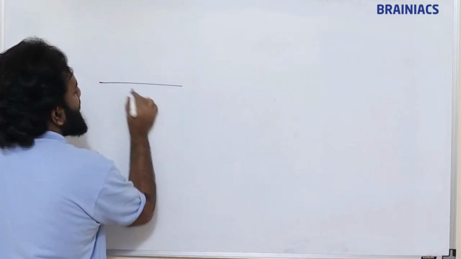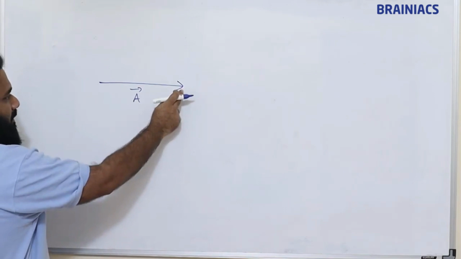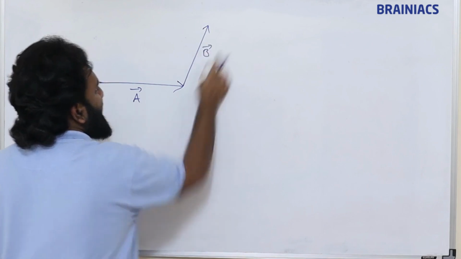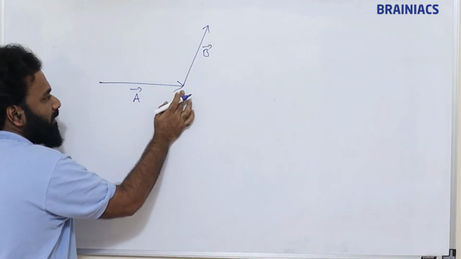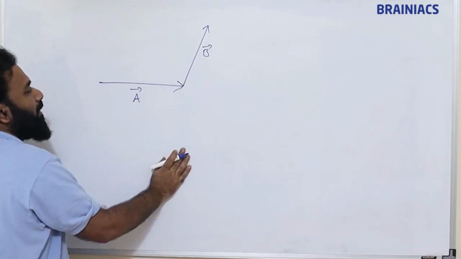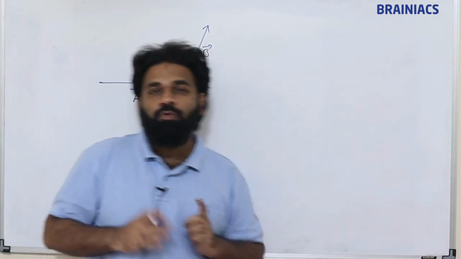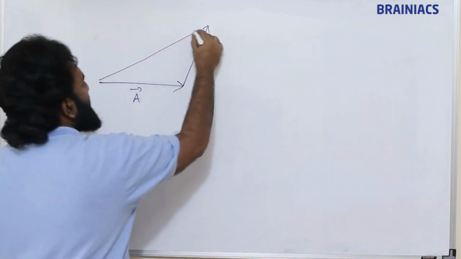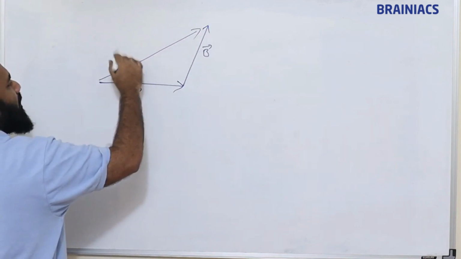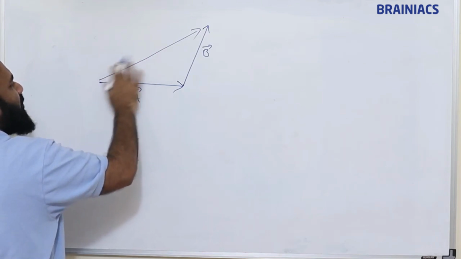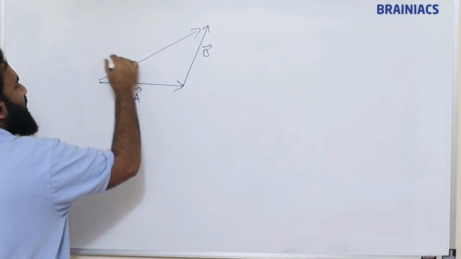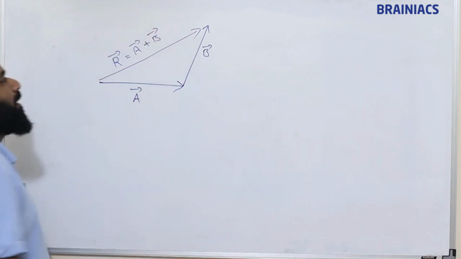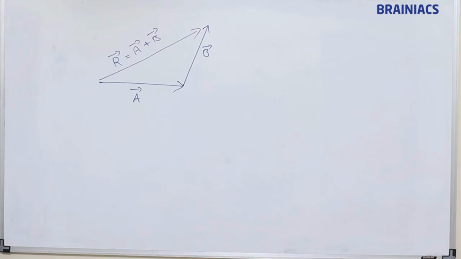Suppose a vector is acting like this, with its head here, and another vector is acting in this direction. So the head of one vector is connected with the tail of another vector. Then the effect of these two vectors will be in what direction? The third side of the triangle in the opposite order. The effect of these two vectors, we call the resultant. So the resultant vector is nothing but vector A plus vector B. Okay, this is the triangle law of vector addition.